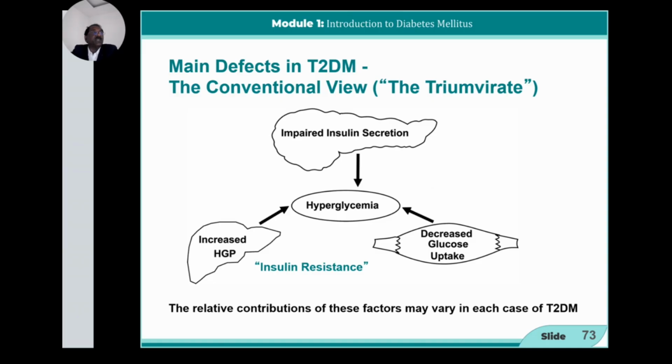Okay, the ominous octet means 8 ways of getting hyperglycemia. Now we have 12 causes of hyperglycemia. These are the 3 main causes. One is the pancreas, you blame it. You blame the liver. You blame the muscle. So these are the 3 ways of getting hyperglycemia.